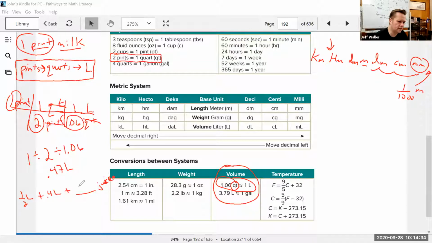If I get these all in liters, can I add them together? Answer my question real quick, and then you can ask yours. If I get these all in liters, can I add them together? Yes, of course. It is a silly question, because they're all the same units. Unless they're not the same units, you can't just write that whole thing together.